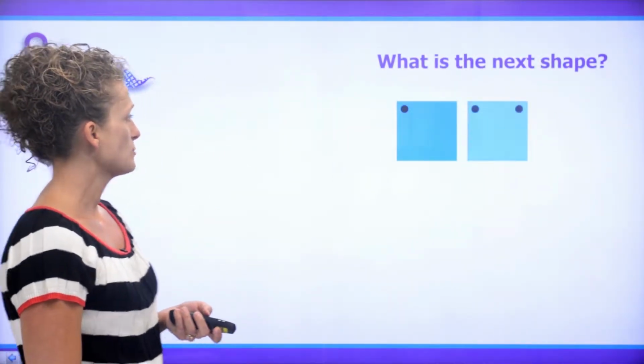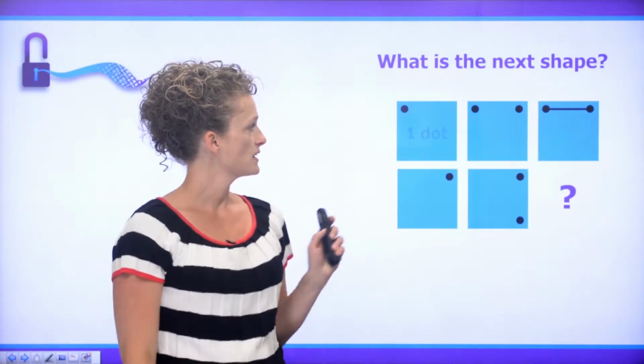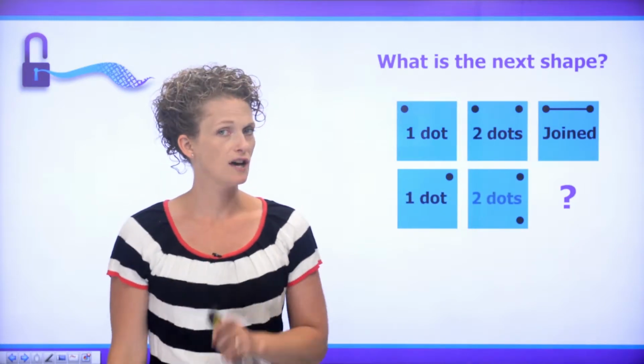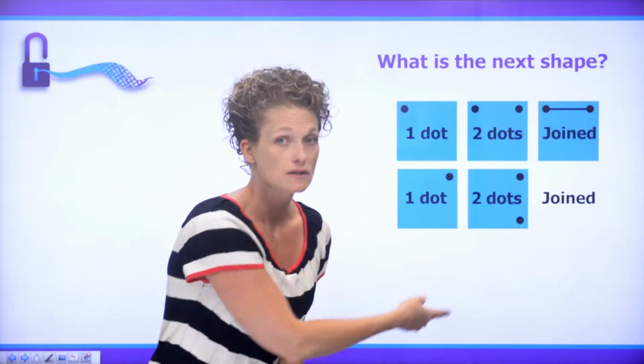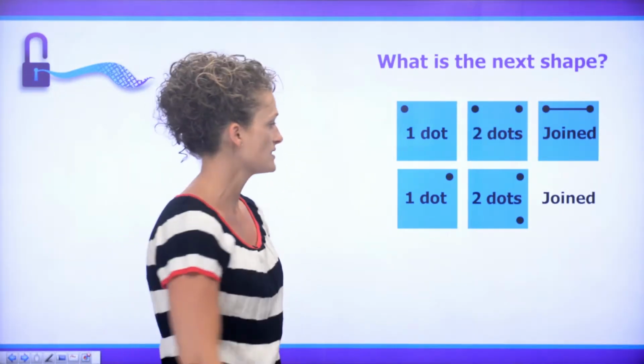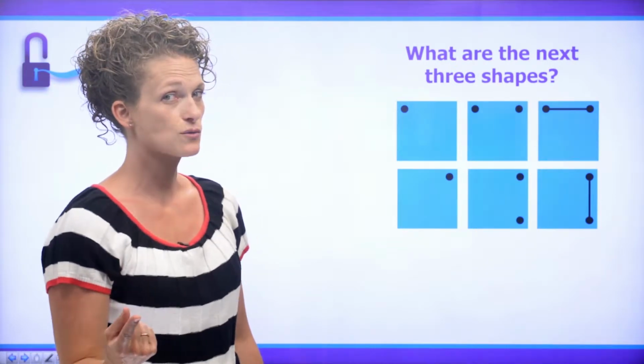Well, what is the next shape here? We have 5 boxes, and you'll notice something interesting. 1 dot, 2 dots, and then those dots are joined. 1 dot, 2 dots, so the next one should have joined dots. So that's the next one, but what are the next 3 figures?